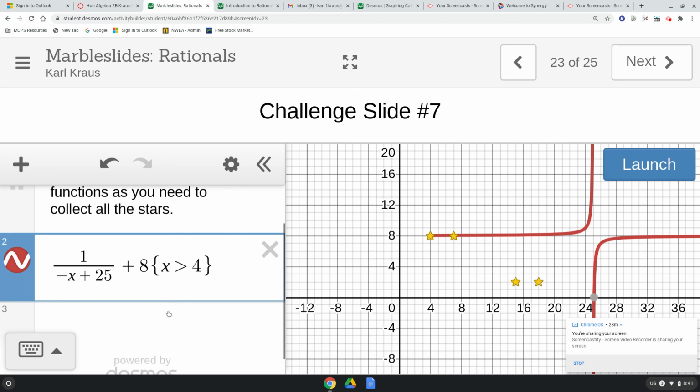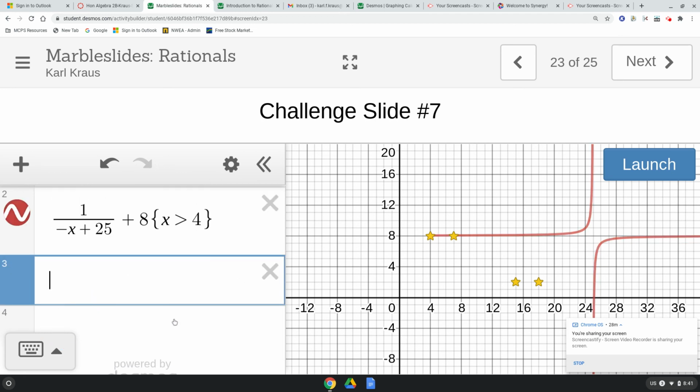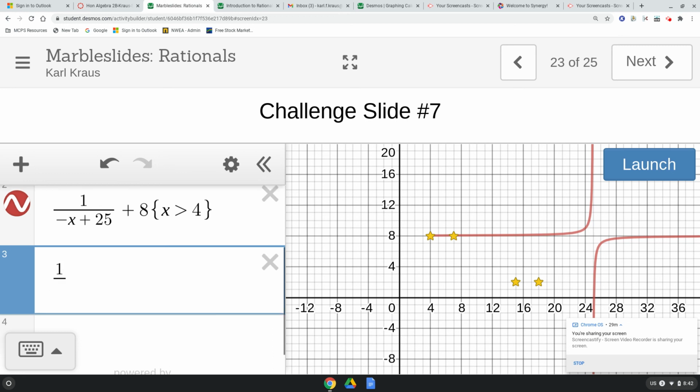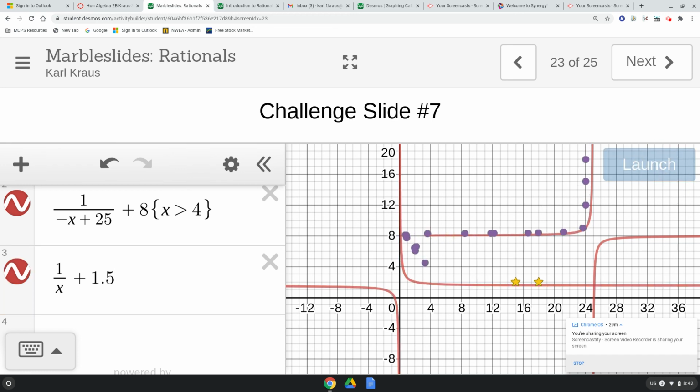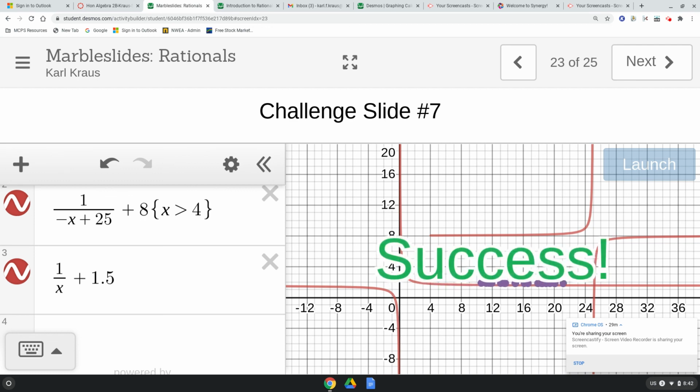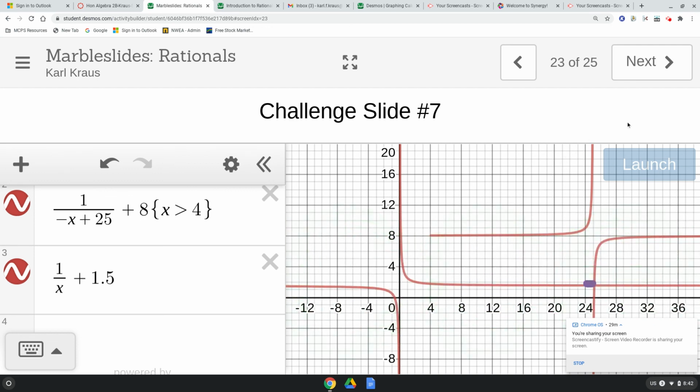And then to get the graph to go the other way, use 1 over x. And then plus 1.5. There goes the marble, bounce off the other graph. Like the other marbles.